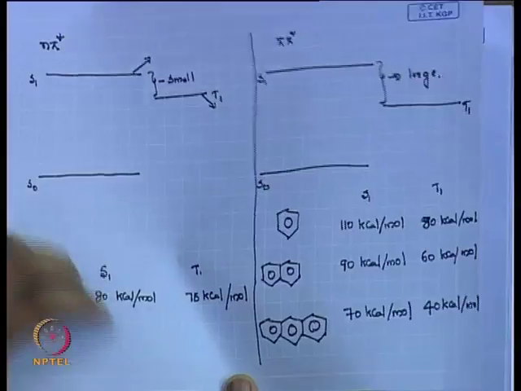Now the next question that comes to mind is why the n pi star energy gap is small and why the pi pi star energy gap is huge. Why is the energy gap for n pi star only 5 kilocalories per mole, but for a pi pi star it is 30 kilocalories per mole? For that, we can understand based on the orbital picture.